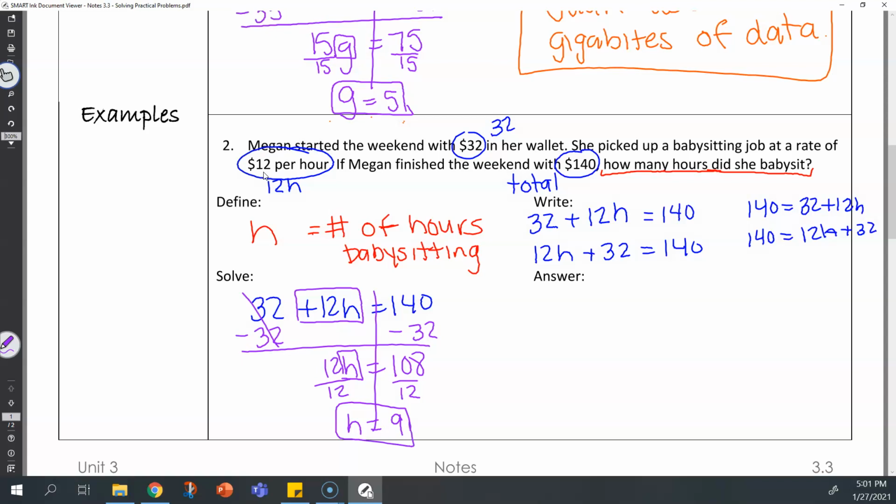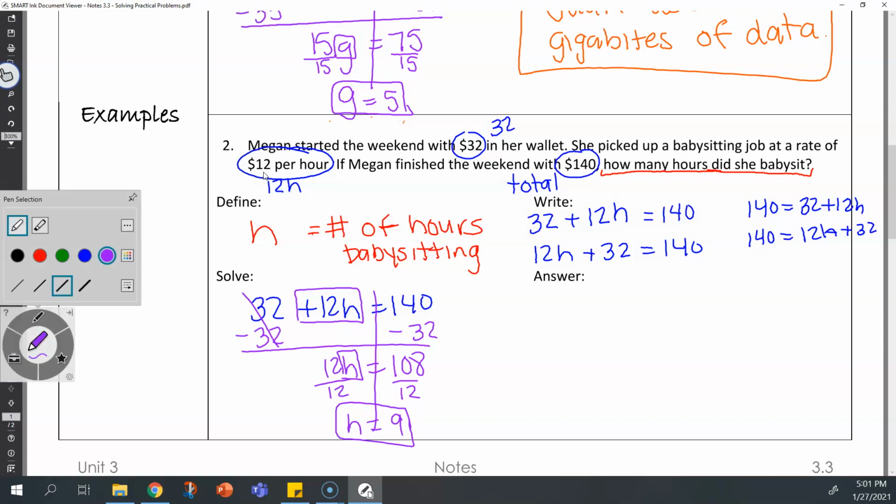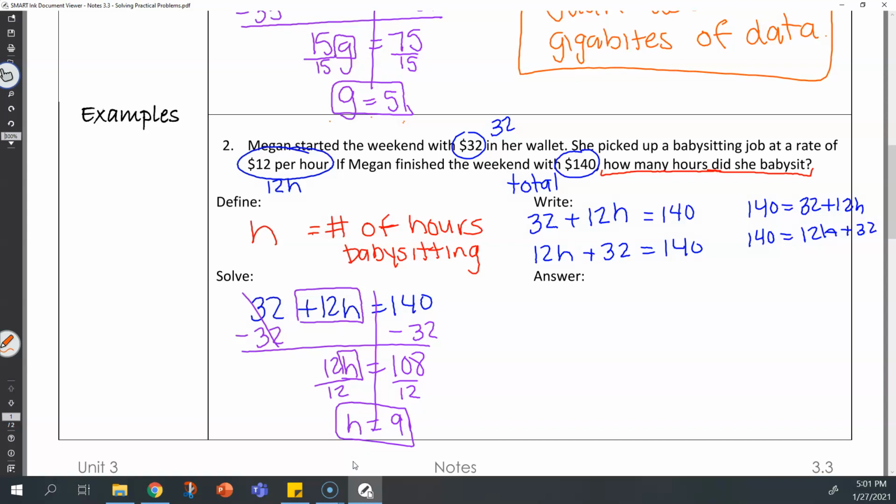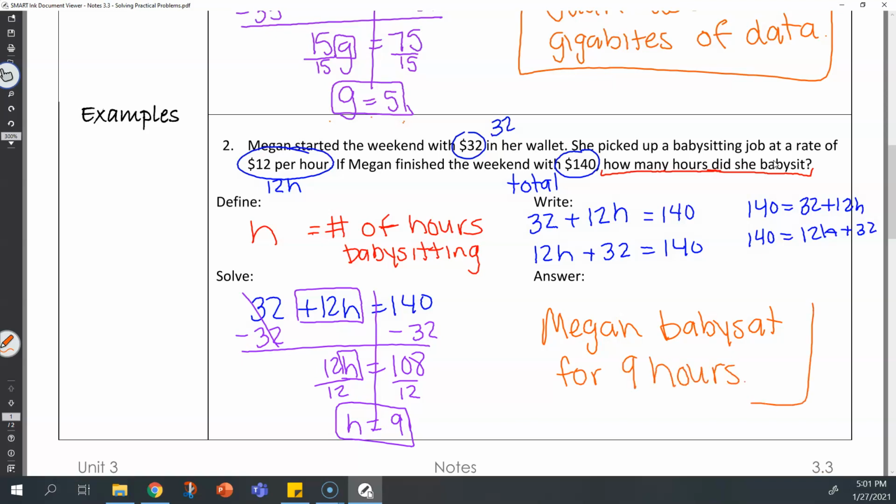Now, again, 9 can mean anything. 9 days, 9 weeks. Did she babysit for 9 weeks? I don't know. Okay. So I need to go back and I need to answer the question now that I know what H is. So how many hours did she babysit? Megan babysat for 9 hours. Okay, and the important part of that, of course, is the 9 hours part.